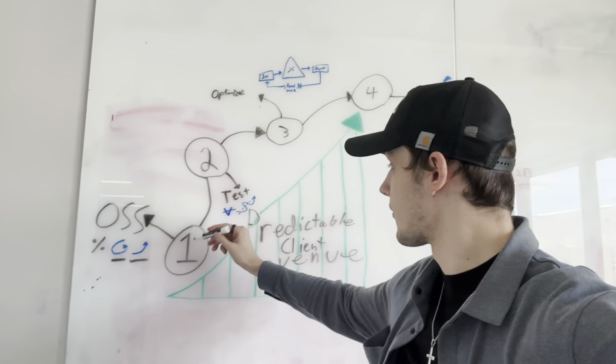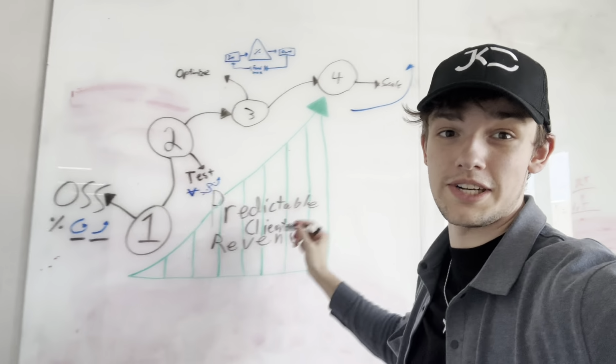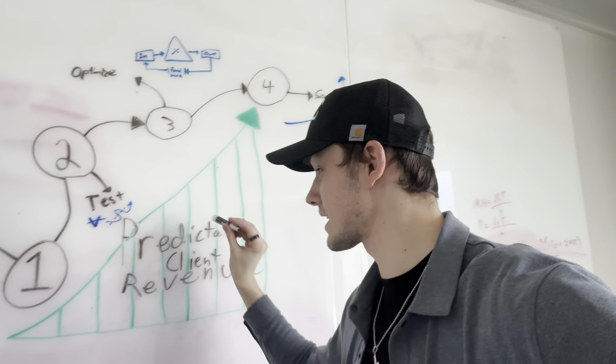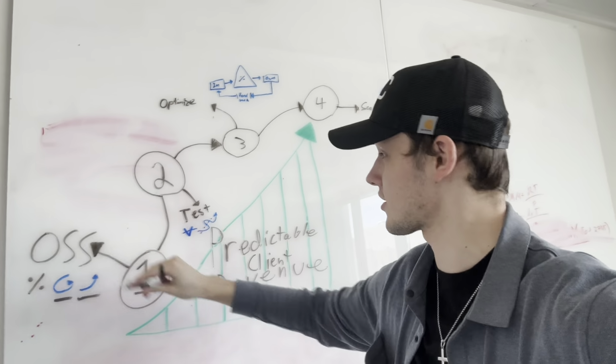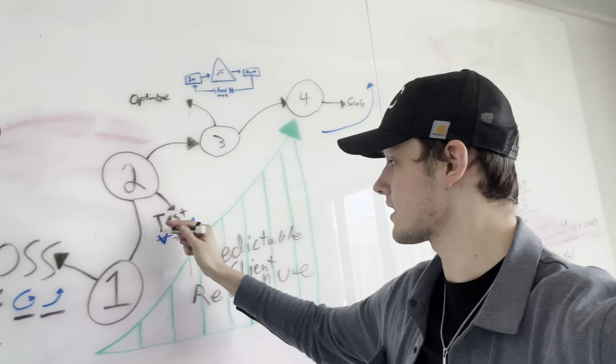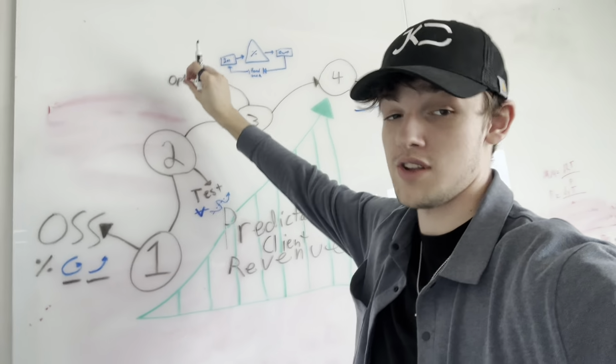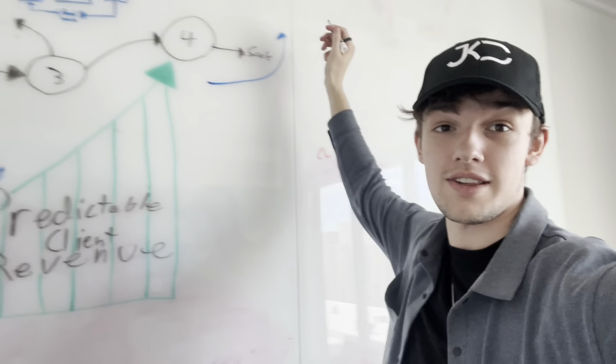I'm going to walk you through my 4-step process on building a predictable client and, more importantly, a predictable revenue machine. Okay, the first step is building an optimal selling system, which I'm going to show you how we do that. The second thing is to test. The third step is to optimize, and then finally we can scale the crap out of it.